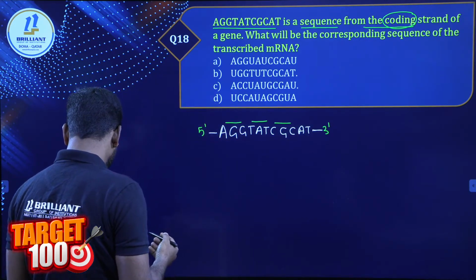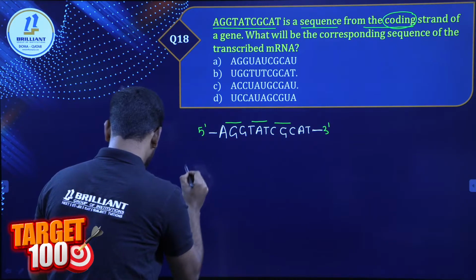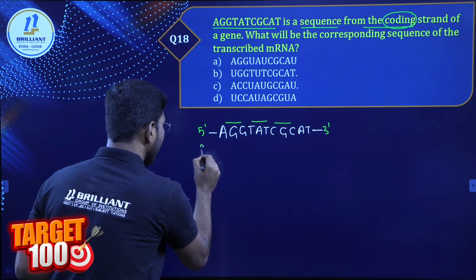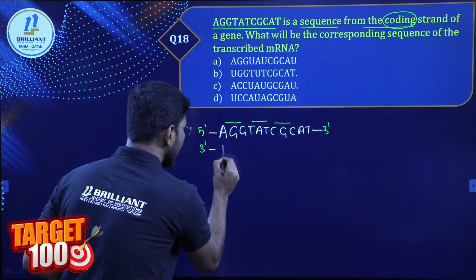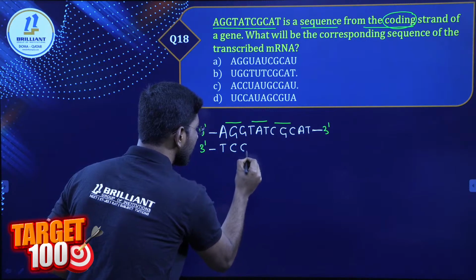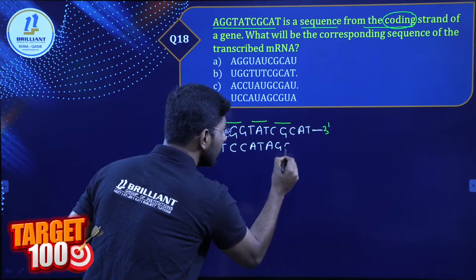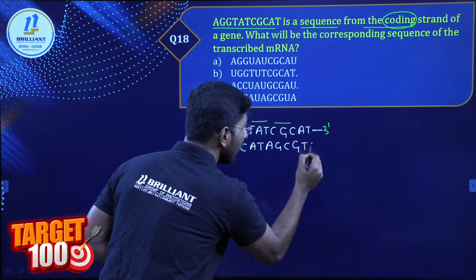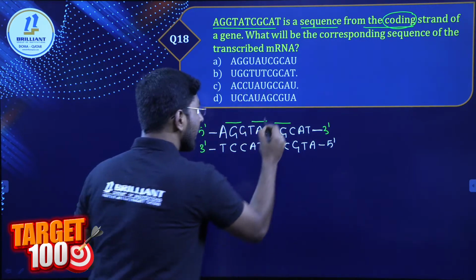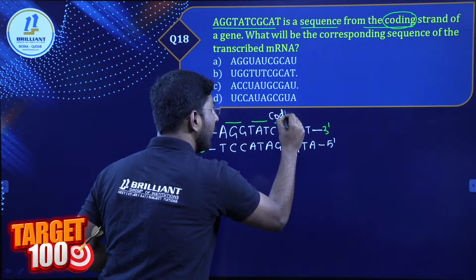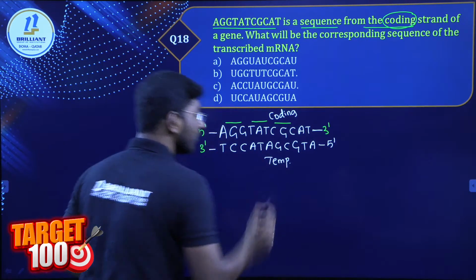What should I transcribe? Tell me now. So I am writing here. What is this? This is 3 prime. What should I write here? It is T, C, C, A, T, A, G, C, G, T, A. This is which prime? Tell me. This is 5 prime. So here it is called the coding strand, and this one is called the template strand.